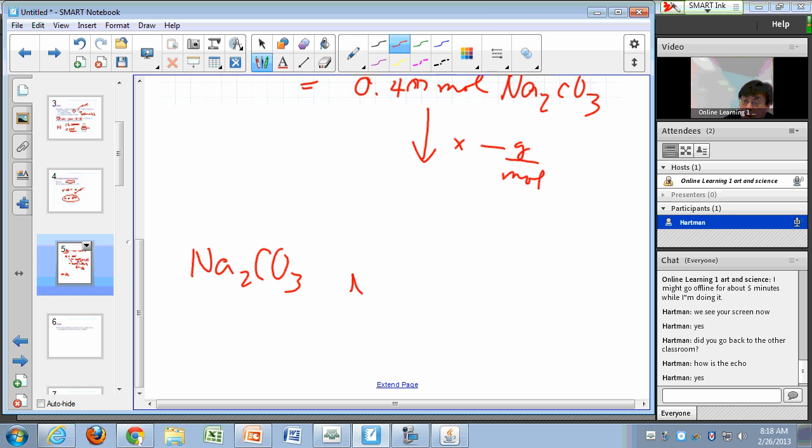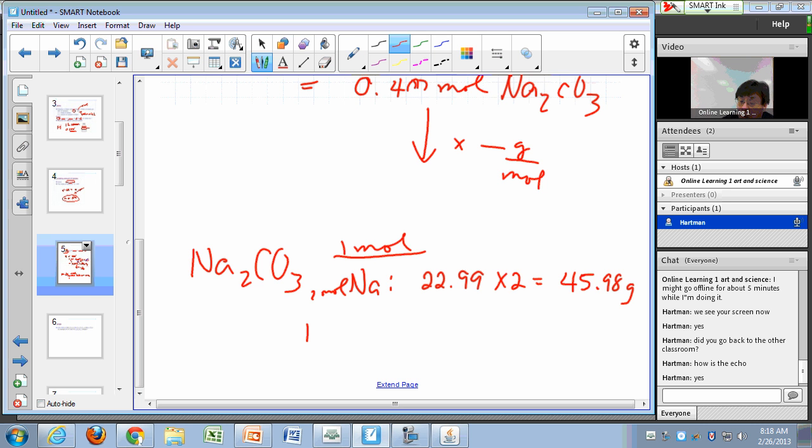You go to your periodic table, you look up sodium. Molar mass of sodium is 22.99. You've got 2 of those. So that's 45.98 grams in 1 mole of sodium carbonate. We'll have 2 moles of sodium.